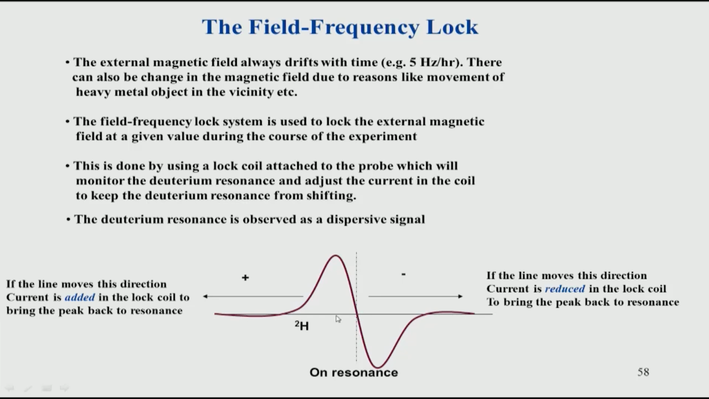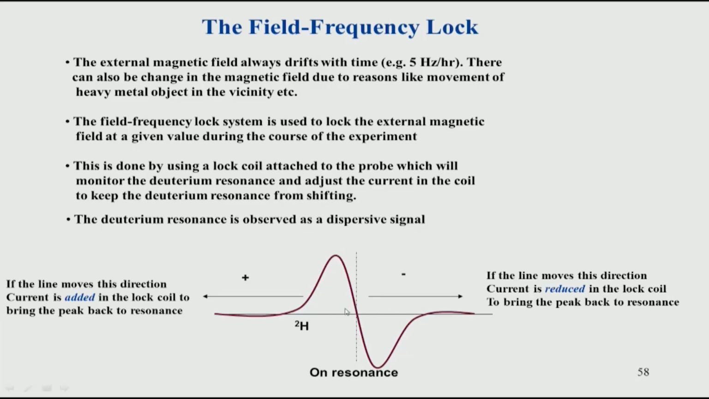For example, if it moves in the left direction, a current is applied so that this peak goes back in this direction, because when you supply a current, you are applying a magnetic field. So if the main magnetic field shifts by some amount, you can nullify it by applying a small current in the negative direction and move the peak back. Similarly, if the peak moves in this direction, you can apply a little extra current so that you add to the magnetic field and it comes back here. This is done in real time.